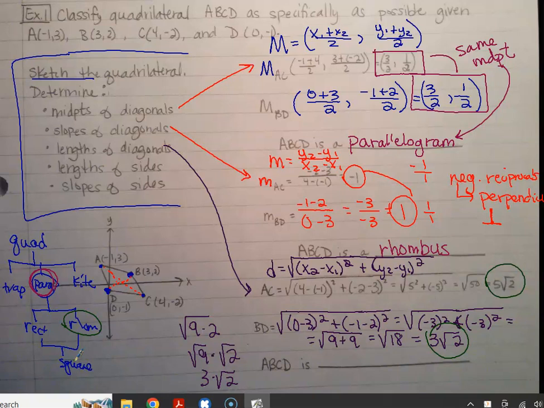So what do we know about ABCD? It's not a square. Yeah, we know it's not a square. Exactly. So we did a lot of work. All we can say is it is a rhombus. We've taken it down as far as a rhombus, but it is not a square.